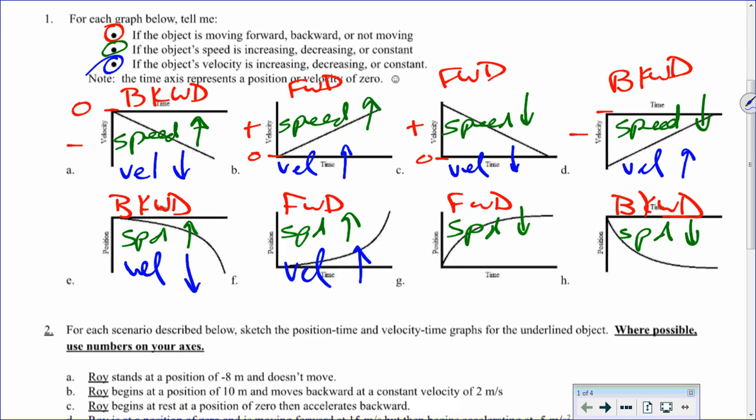So that's velocity increasing, right? Over here, you're going forwards and slowing down, so your velocity is decreasing. Over here, your velocity is negative, but getting more negative. So that means your velocity is, going backwards and slowing down, so it's getting less negative. So increasing. Any questions on those, you guys?